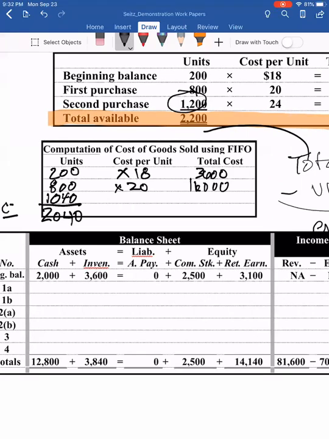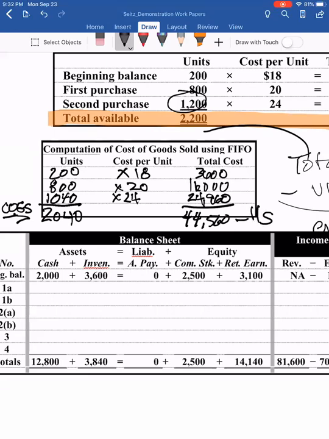So this is cost of goods sold, or units sold, 1,040 times, those were at $24 per unit. The total cost for that particular layer is $24,960. If you add those three numbers together, you're going to see that cost of goods sold under this method would be $44,560. So that's the amount that would show up on the income statement as cost of goods sold.